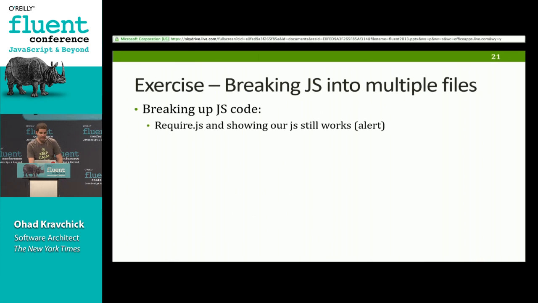Okay, so let's see how it goes. We're going to include require.js, and we're going to still make our JavaScript work with it. We're not going to have any of our articles and whatnot. We're going to save that for later. But for now, our alert would just be living in one file, and that's not going to be the file that gets injected into our page.